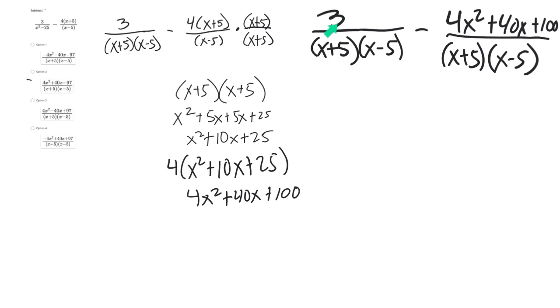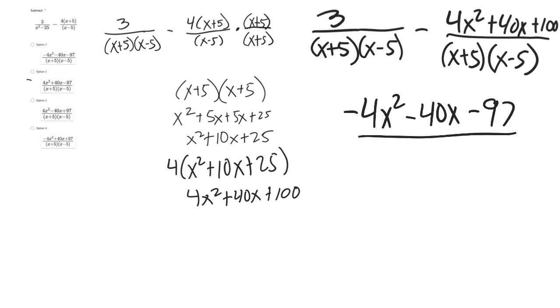We've only got a 3 over here, so that can only combine with that 100. But we can't forget we got a negative. We got a negative here, it's a subtraction. So negative 4x squared and then negative 40x. So you got to make sure you pay attention to that. Distribute your negative and you should be fine on this problem. And then you got 3 minus 100, which is going to give you a negative 97. And that's over x plus 5 times x minus 5.